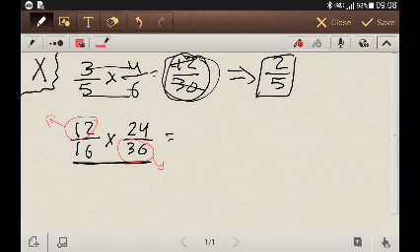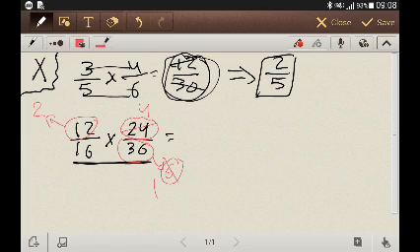So let's start. 12 and 36 are both divisible by 6, so I'm going to divide them by 6. 12 divided by 6 is 2. 36 divided by 6 is 6. Again, I have one denominator and one numerator divisible by the same number, which is 24 over here and 6. Both of them are divisible by 6. So 6 divided by 6 is 1. 24 divided by 6 is 4.